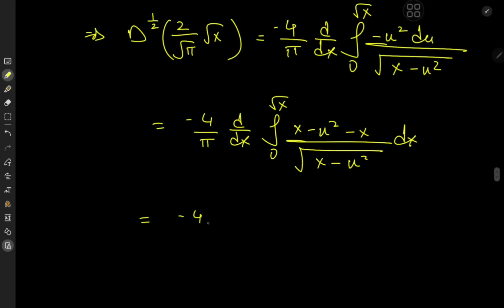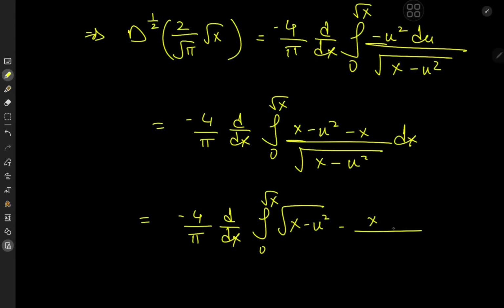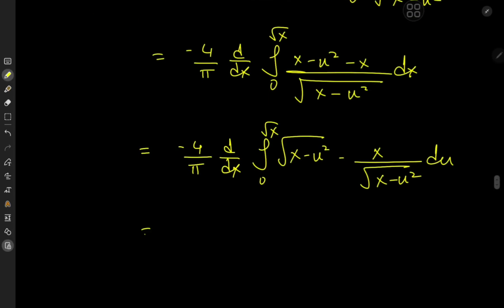Now the result is a couple of, again, really simple integrals. We have the integral from 0 to root x of (root x minus u squared minus x) divided by root (x minus u squared) du. Now these are a couple of really standard integrals you can evaluate. I'm just going to present you the results.